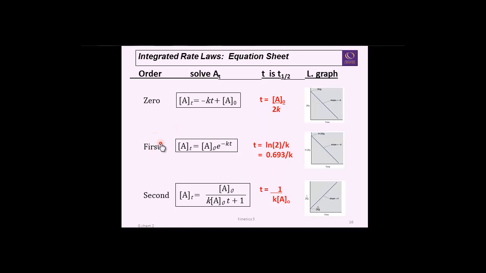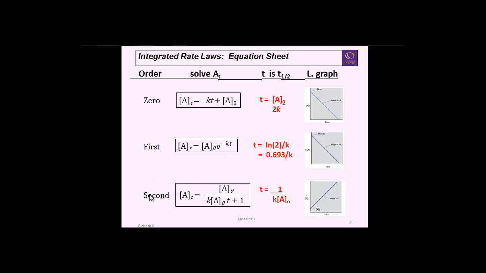Now here's the first order equation. Here's the integrated rate law, which will tell you the concentration at any time. Here's the expression for the half-life, either log of 2 over k, or you can go ahead and solve that and use 0.693 over k. Either one works. Understand that it's linear when you graph time versus log of concentration.